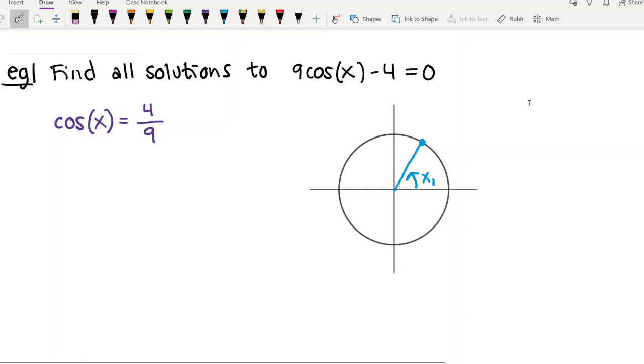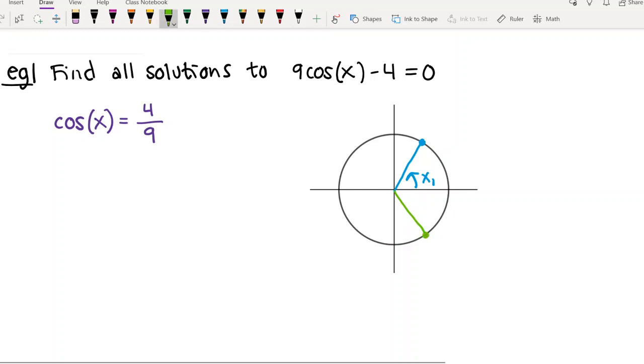So what about for cosine, what's different? Well, the other angle that's going to have the same cosine value is not going to be over here. Why not? Well, because with cosine, we're looking for the x coordinate to be 4/9. And so where on the unit circle would we see another angle with the same x coordinate? Well, it would actually be down here, right?